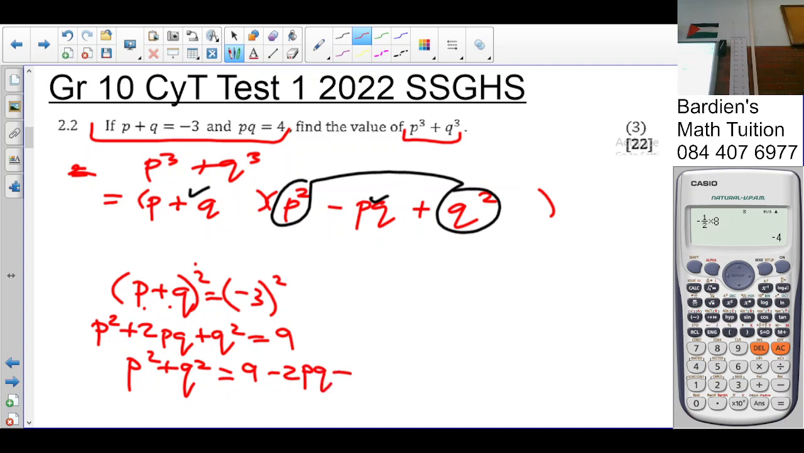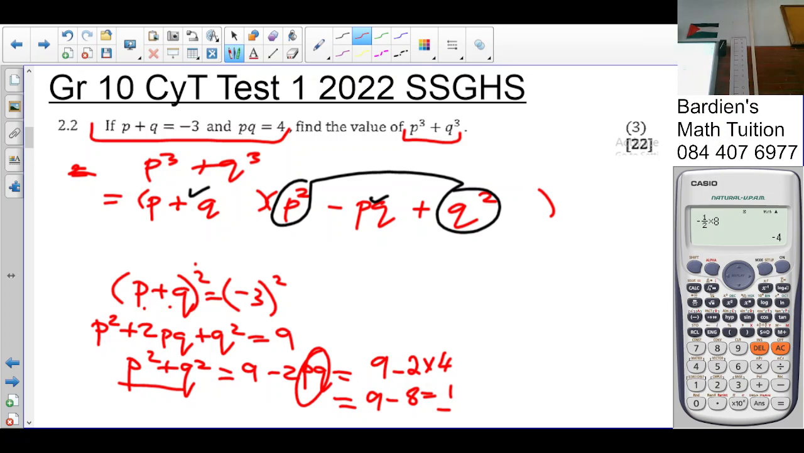But what is PQ equal to? P times Q. P times Q is 4. So it's 9 minus 2 times 4. What's 9 minus 8? I give you the answer. 9 minus 8 is 1. So in other words, P squared plus Q squared is equal to 1.